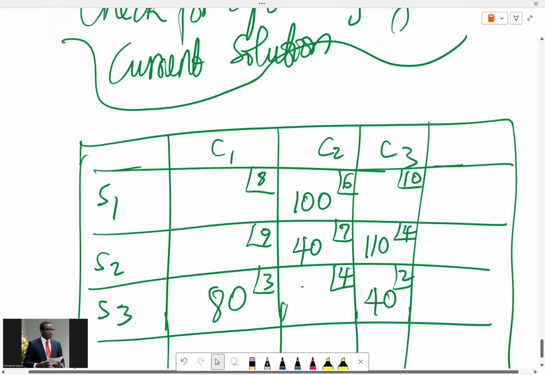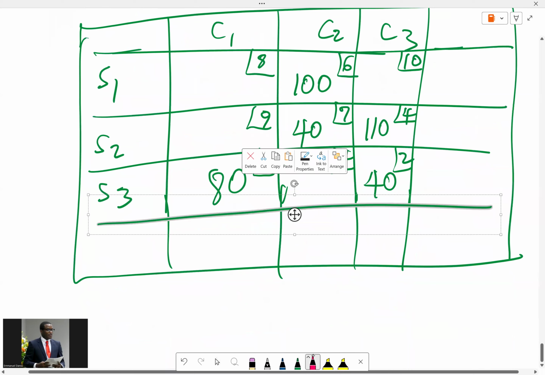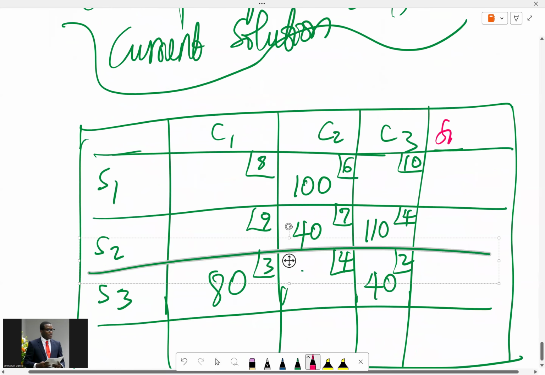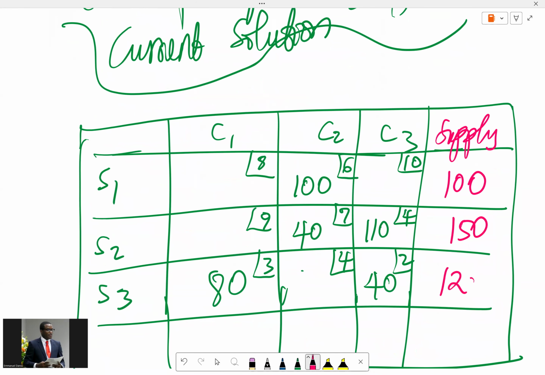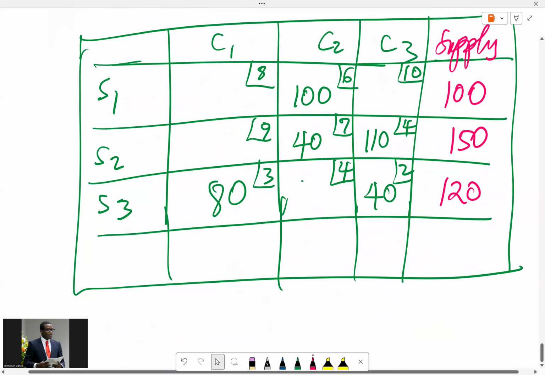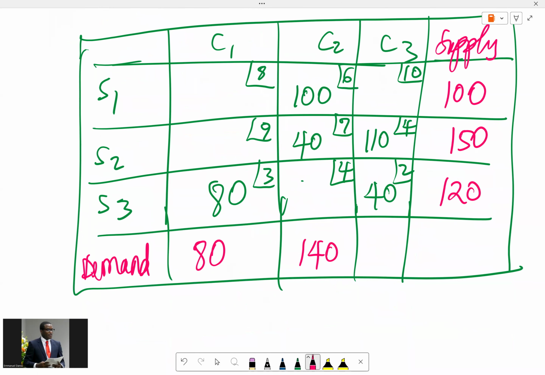Okay, so again, the supply is still intact. We have 100, we have 150, we have 120, and the demand is still intact also. We have 80, we have 140, and we have 150, and everything adds up to 370, both demand and supply.